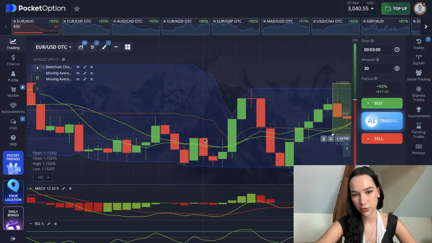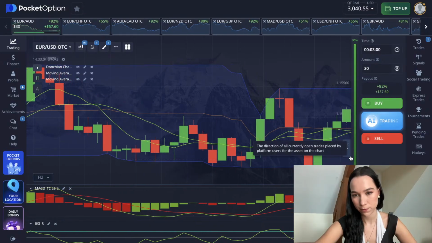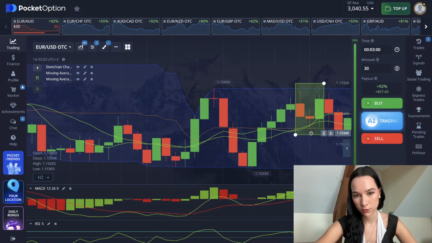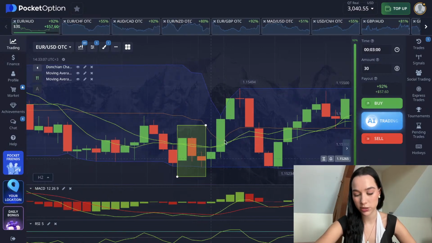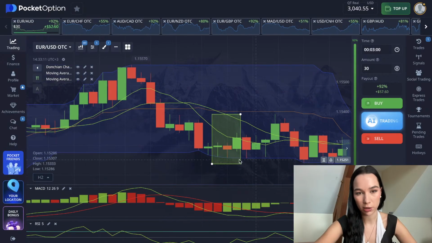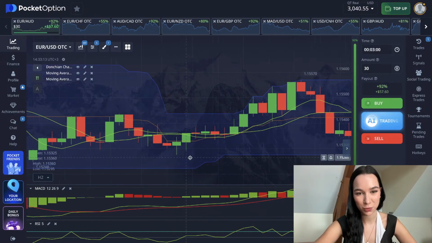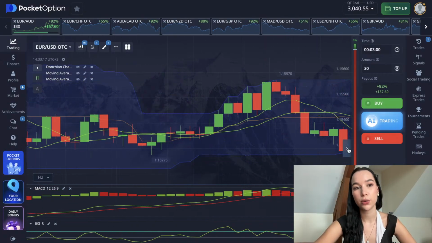And the evening star is harder to find actually. For example here, but at the same time here the reversal didn't happen. But no, this one is not good, the middle one. So yeah, the evening star is harder to find, at least today.